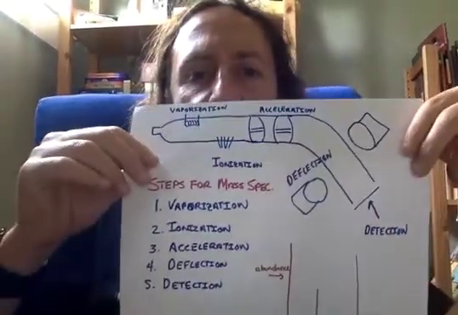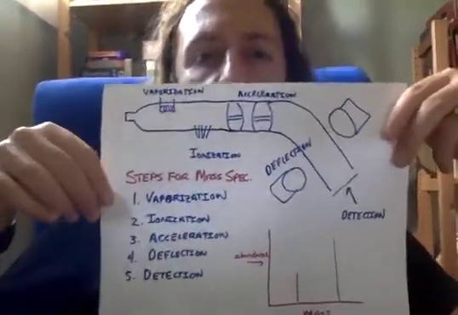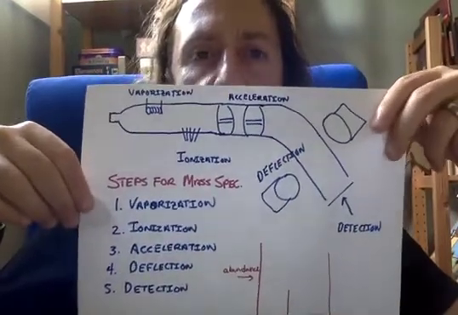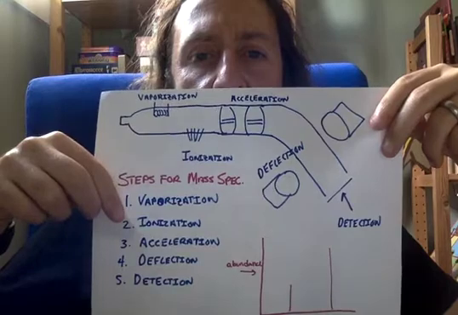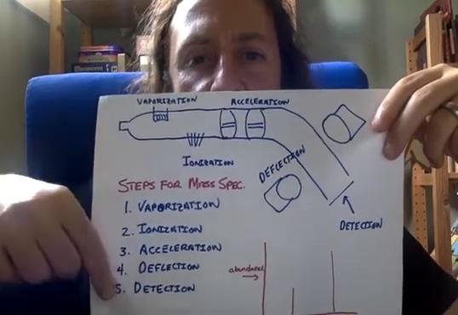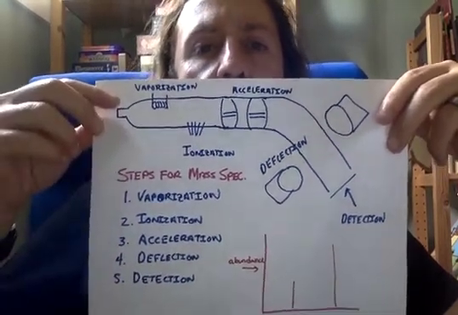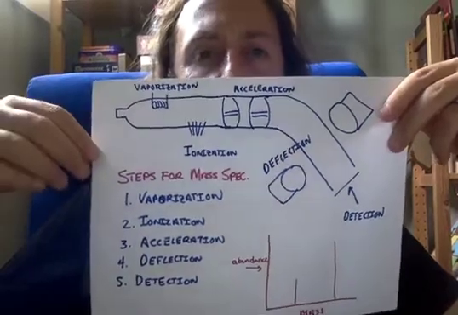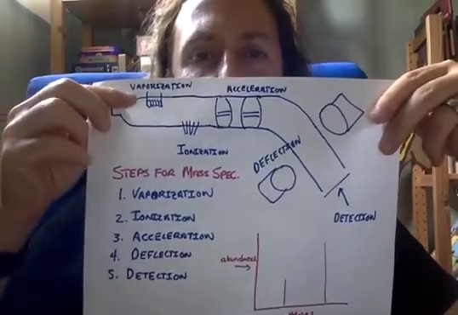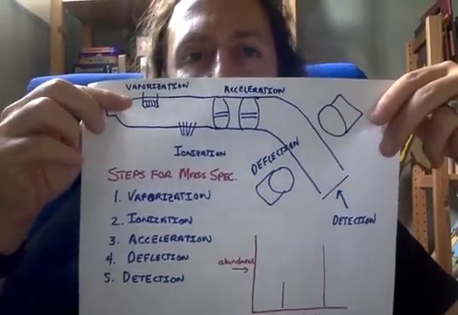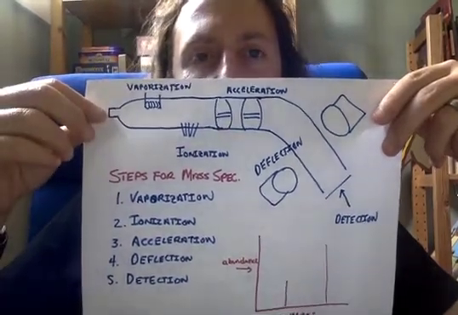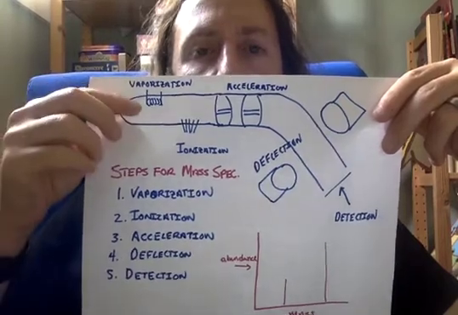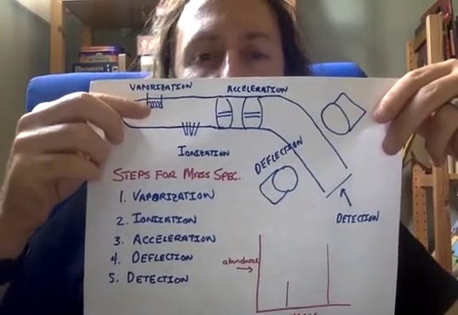here are the steps. And so I'll expect you at some point to know the steps for mass spec: vaporization, ionization, acceleration, deflection, and detection. So you take a sample of an element. If it's not a gas, you vaporize it. Okay, so when something's vaporized, that just means you turn it into a gas. And so it's a heating element.